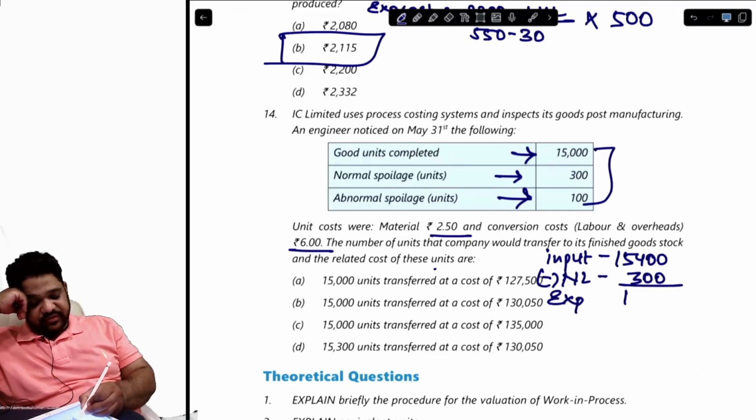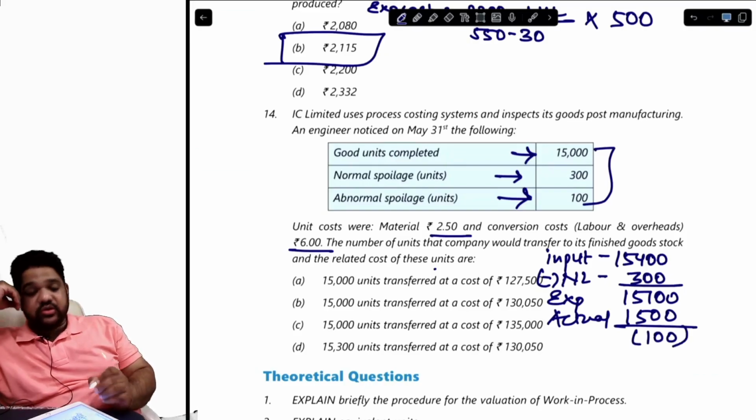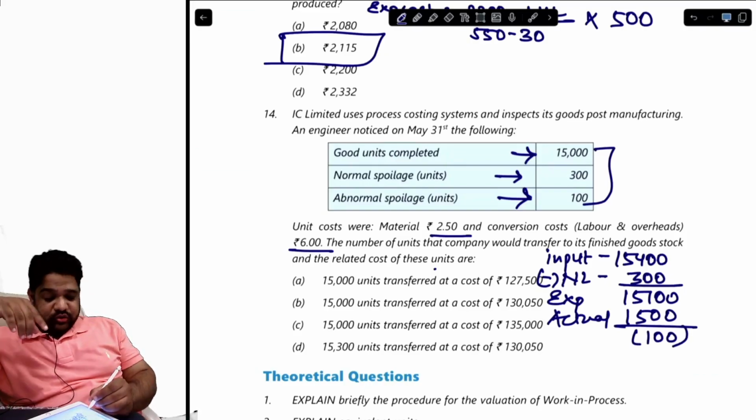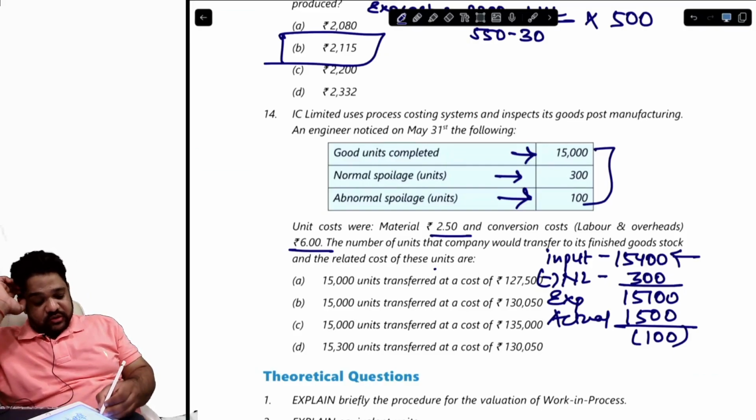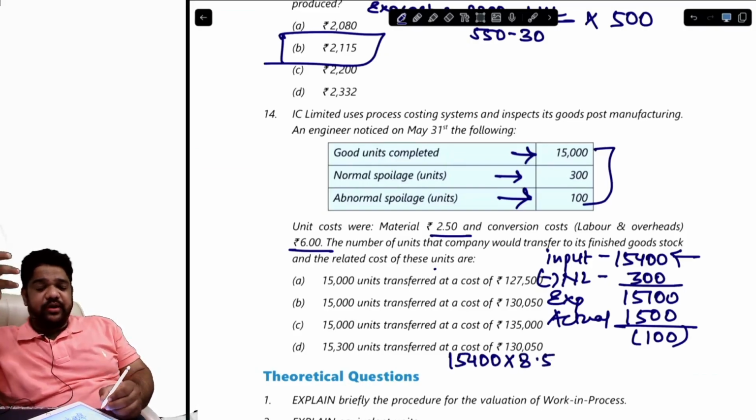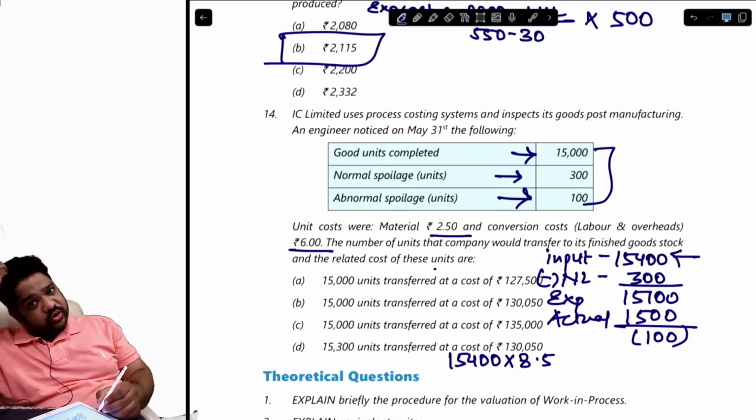Expected is 15,100. Actual is 15,000. So, there is 100 abnormal loss. Now you have incurred cost for all of those 15,400 units, boss. So your cost per unit will be 15,400 into 8.5. How 8.5? 2.5 plus 6. All of this will be your total cost on the numerator.